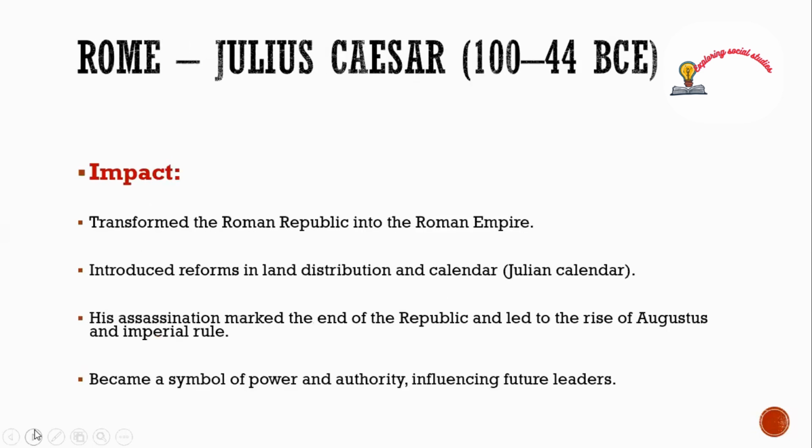Next is Rome. Julius Caesar, 100 to 44 BCE. The main impact: he transformed the Roman Republic into the Roman Empire and introduced reforms in land distribution and the calendar, that is the Julian calendar. His assassination marked the end of the republic and led to the rise of Augustus and imperial rule. His name became a symbol of power and authority, influencing future leaders. So Julius Caesar influenced future leaders too.